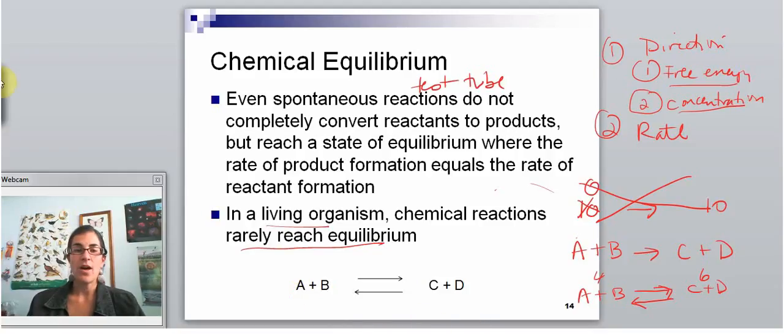The reason why is, let me write that equation one more time here. As long as I keep putting in more A and B, and as long as I keep getting rid of C and D, then I will keep the reaction going this way, right? So as long as I keep getting new starting material and as long as I keep getting rid of product, I can keep the direction of the reaction running this way.